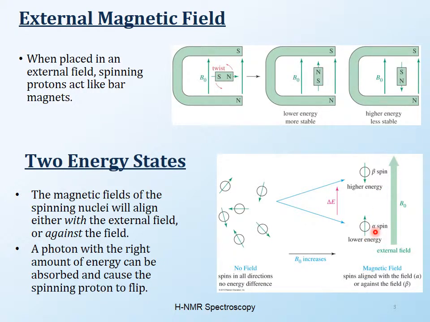So then what happens in NMR is, when you give energy to the alpha spin to go to the beta spin, that energy is what is measured in the NMR.